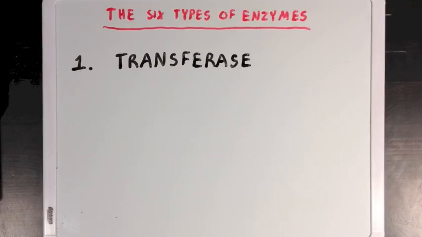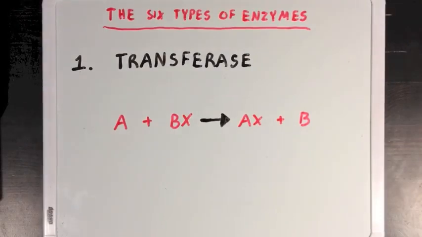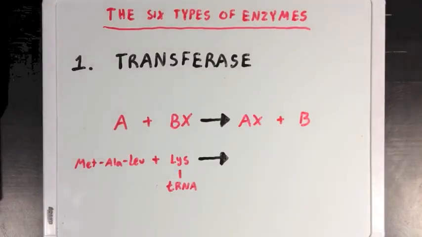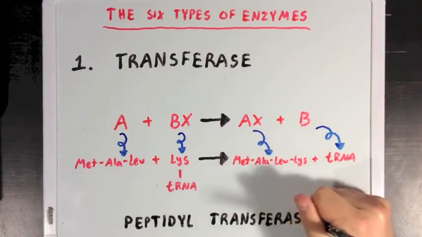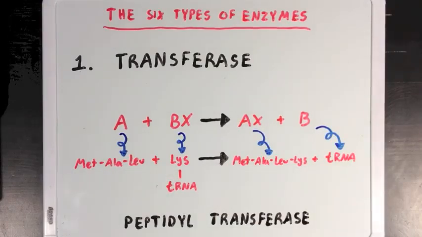And the basic reaction that transferases catalyze are ones where you move some functional group X from molecule B to molecule A. And a great example of one of these reactions occurs during protein translation, where amino acids bound to tRNA molecules are transferred over to the growing polypeptide chain. So in this case, A refers to our amino acid chain, B refers to our tRNA, and X refers to this lysine residue which is being transferred from B to A. And this reaction in particular is catalyzed by an enzyme called peptidyltransferase, which is an appropriate name since it is a transferase involved in making peptides.